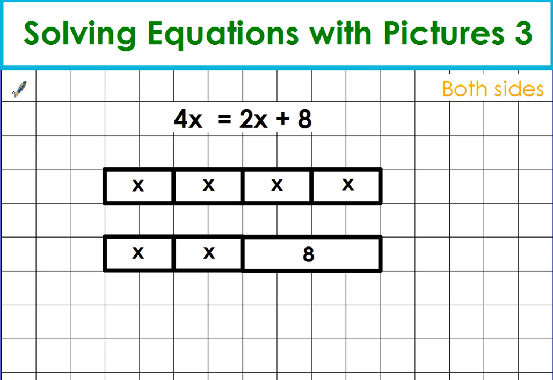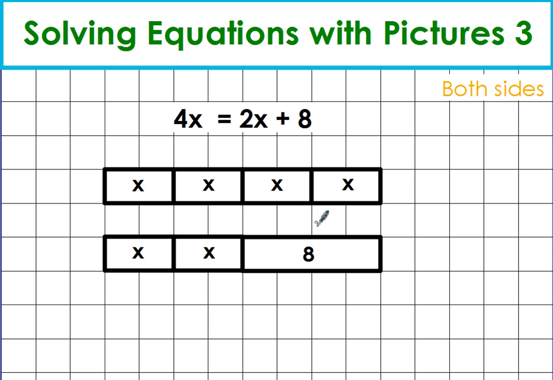Okay, so the aim of what we're trying to do is trying to find out how much x is worth. Well, I know that x is the same as x, so that's handy. But these 2 x's are equal to 8, and that's really useful. Because if I know that 2 x's are equal to 8, then I can work out what 1x is.